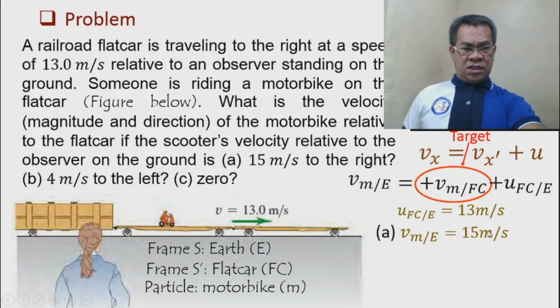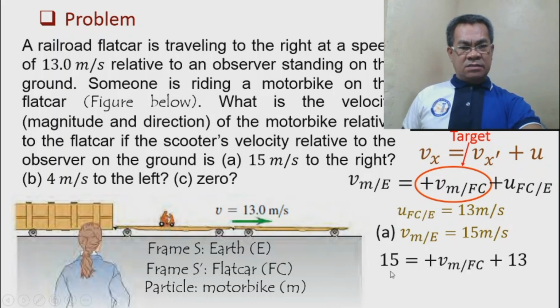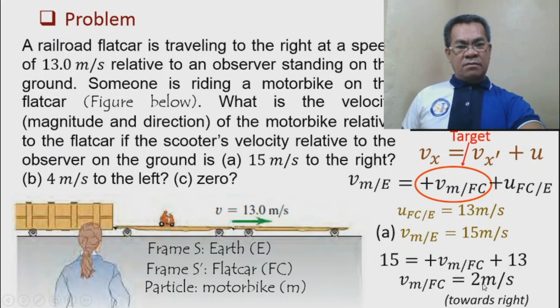So substituting these values, the velocity of the motor with respect to Earth is 15, while the velocity of the flat car with respect to Earth is 13. So substitute everything. This is 15 and this is 13. We are now on the way to solve our target, which is the velocity of the motor or scooter with respect to the flat car. So transpose this one towards the left, then simplify. The answer is 2 meters per second.